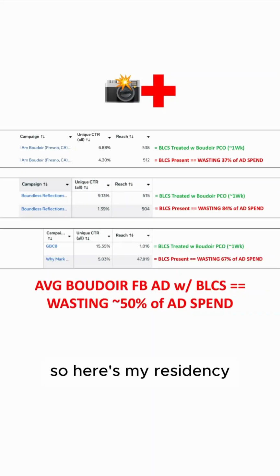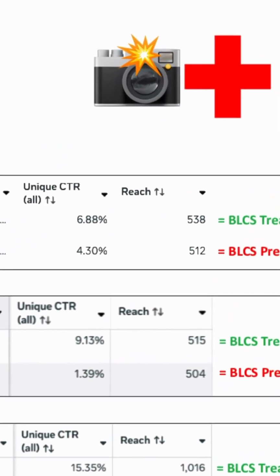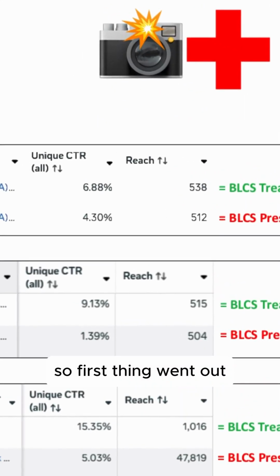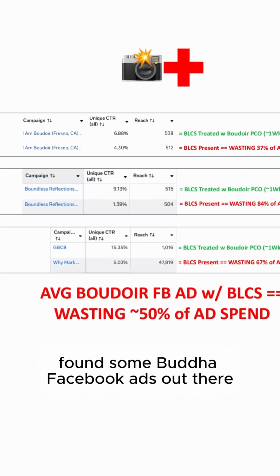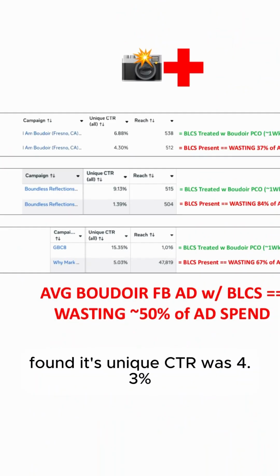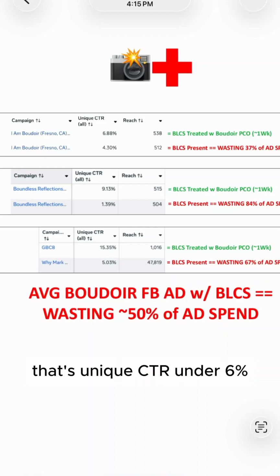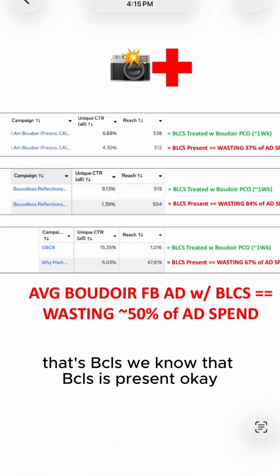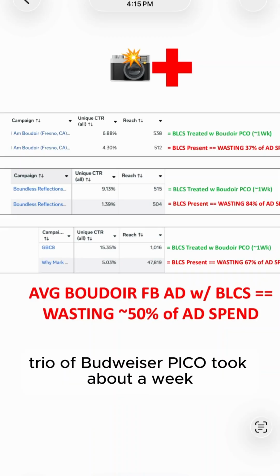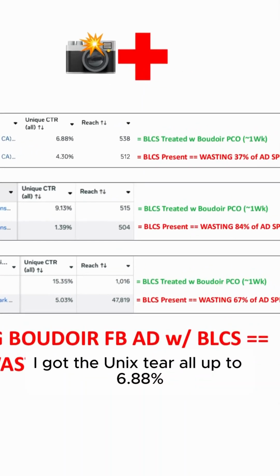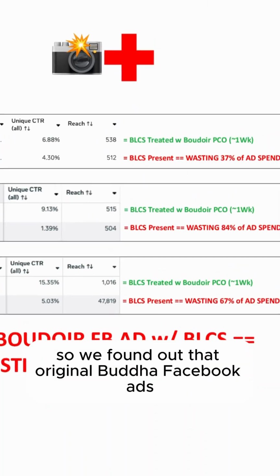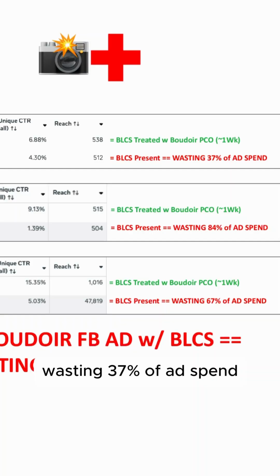So here's my residency on the way to doing Boudoir Facebook ad doctor. First thing, I went out, found some Boudoir Facebook ads out there, pulled the first one into my hospital, tested it, and found its unique CTR was 4.3%. That's unique CTR under 6%, that's BLCS. So we know that BLCS is present. I duplicated it, treated it with Boudoir Pico, took about a week, and got the unique CTR up to 6.88%. So we found out that original Boudoir Facebook ad was wasting 37% of ad spend.